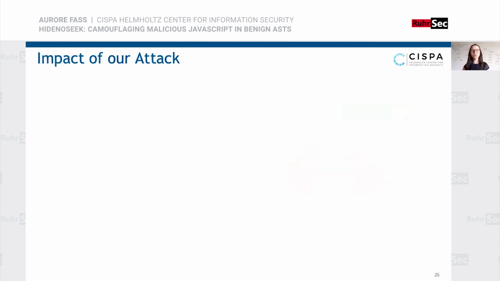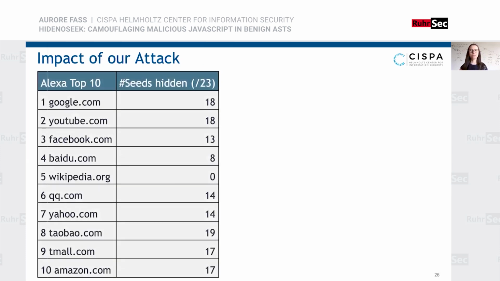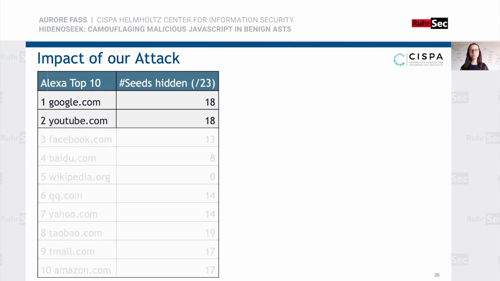Great. Let's focus now more specifically on the impact of our attack. So this time, how many seeds can we hide in a specific domain, meaning how many different malicious versions of a domain can we craft? We can reproduce the start pages of Google and YouTube, meaning the 2 most visited websites, 18 times, with 18 different seeds, which would of course maximize the impact in terms of infected users.